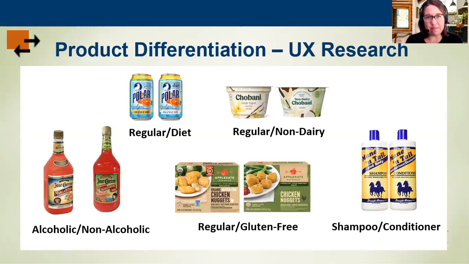So here are some examples of products that are made by the same organizations, and they're slightly different offerings. In some cases, one contains alcohol and one doesn't, but the packaging looks very similar. The same thing for diet and regular, as well as non-dairy and regular yogurt. Looking at all of these products, it's easy to see how, in the context of a supermarket or a store with lots of other choices around, users could go home with a product that they didn't intend to.